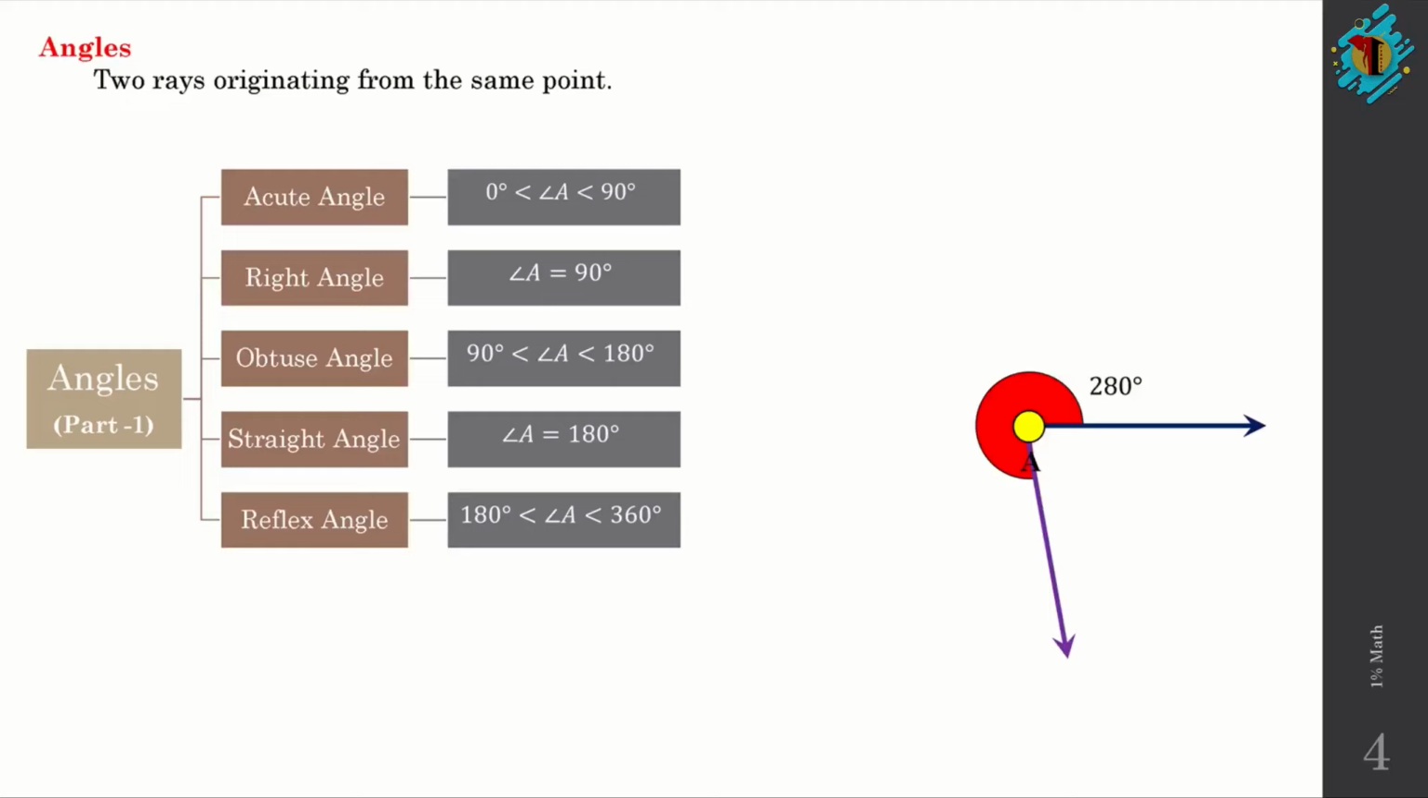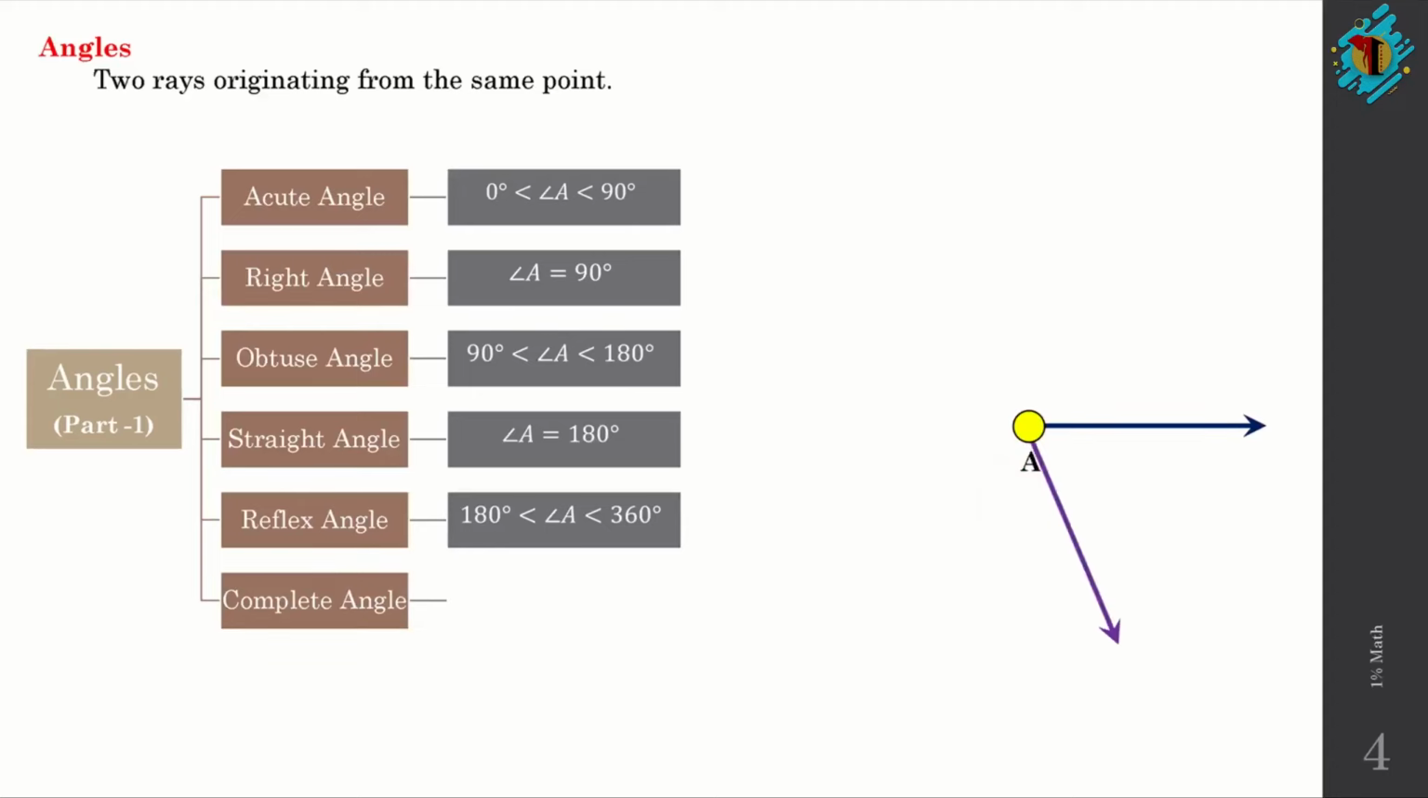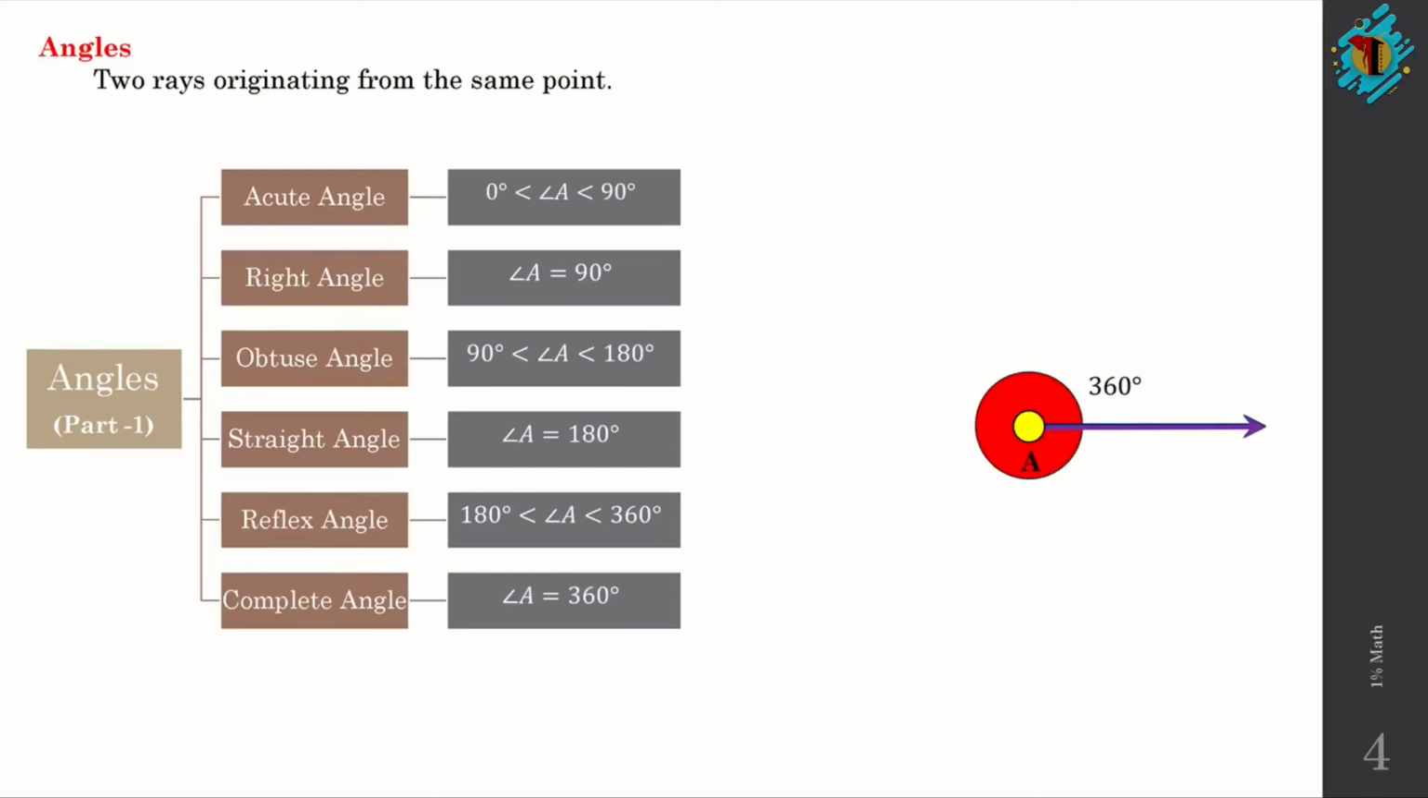Then what do you call an angle which is equal to 360? It is nothing but a complete angle, where angle A is equal to 360 degree. That means it is a complete angle.